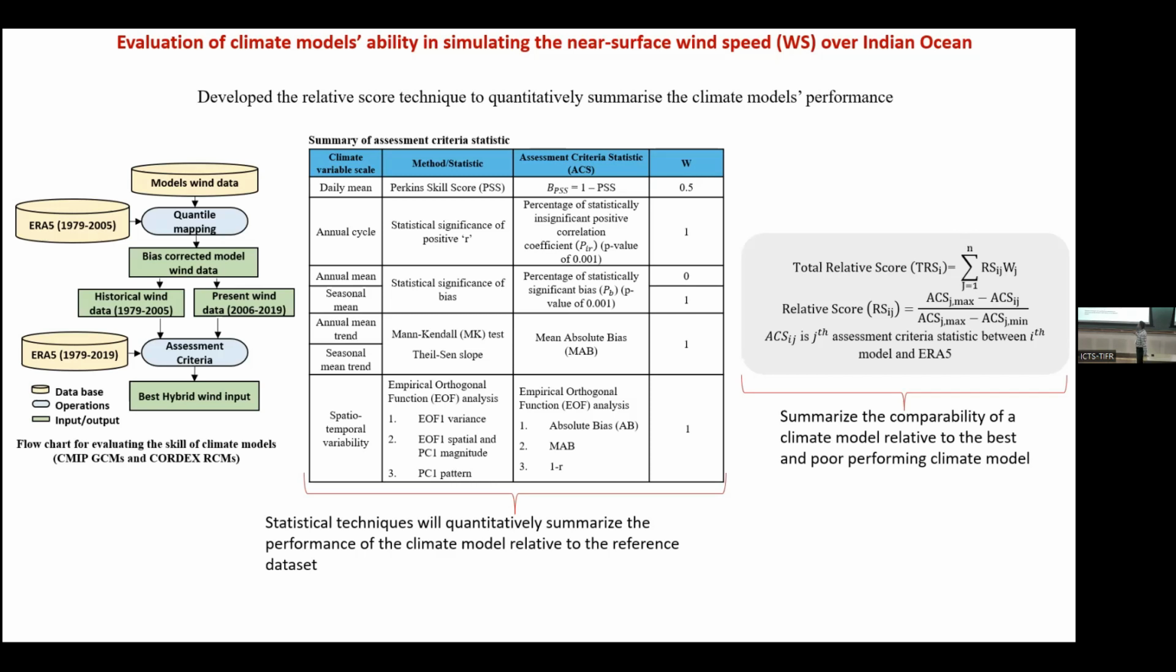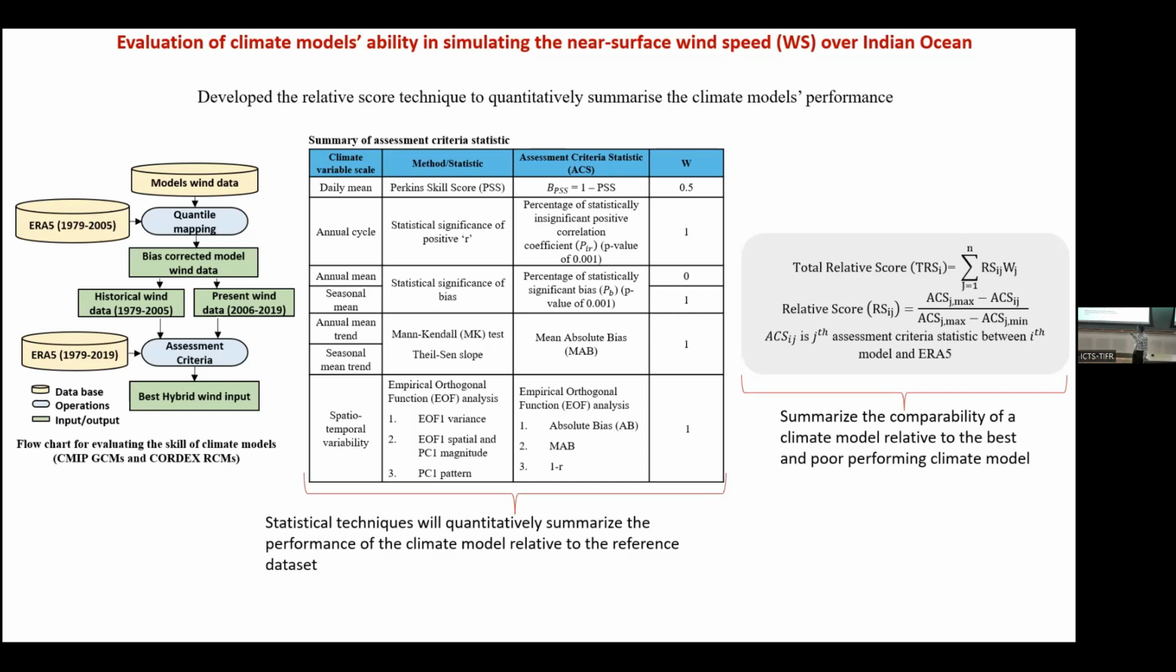The performance we evaluated using something called relative score. So if you see here, we have something called total relative score, and that total relative score is calculated by the relative score of individual models and giving some weight to that. And those are calculated using some kind of assessment criteria statistic. If you see here, we have taken daily mean skill score, skill score, and annual cycle.